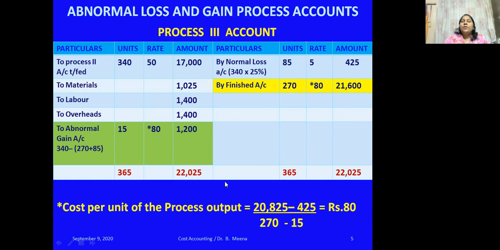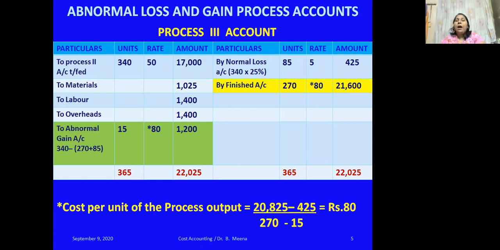80 rupees. So the rate per unit is 80 rupees, which is applicable for both the abnormal gain as well as the finished stock. Then 15 into 80 is 1,200, and 270 into 80 is 21,600. Then we'll close both the debit and credit side. Units column 365, amount column is 22,025 rupees. So this is the way I can end the last process.